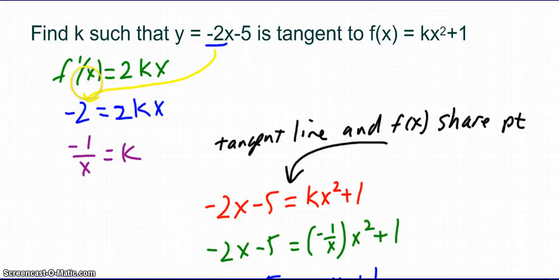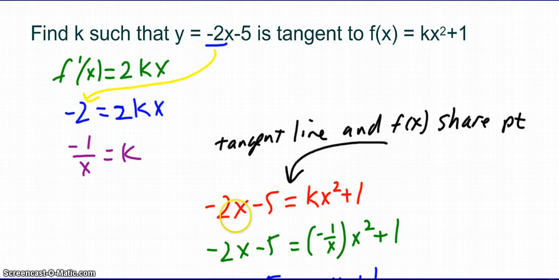So, first we find the derivative of the function. So f prime of x is 2kx. Now I set the derivative equal to negative 2, because negative 2 is the slope of the tangent line, and that's what the derivative represents, the slope of the tangent line. So I want to solve this equation for k. So I have a relationship between k and x. I know negative 1 over x is k.